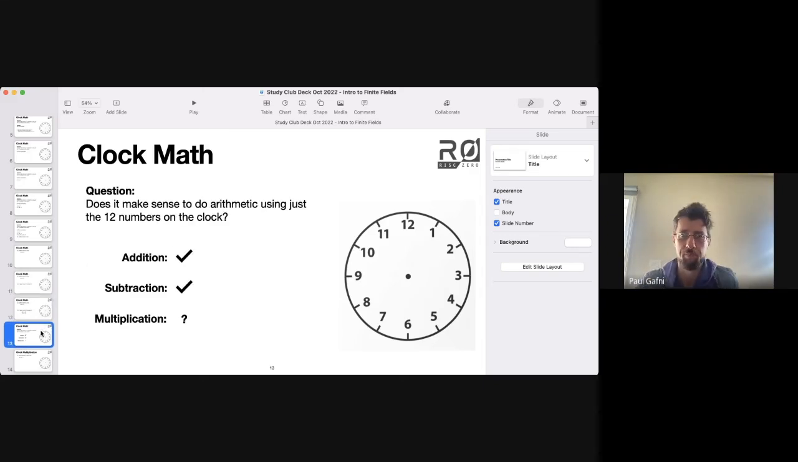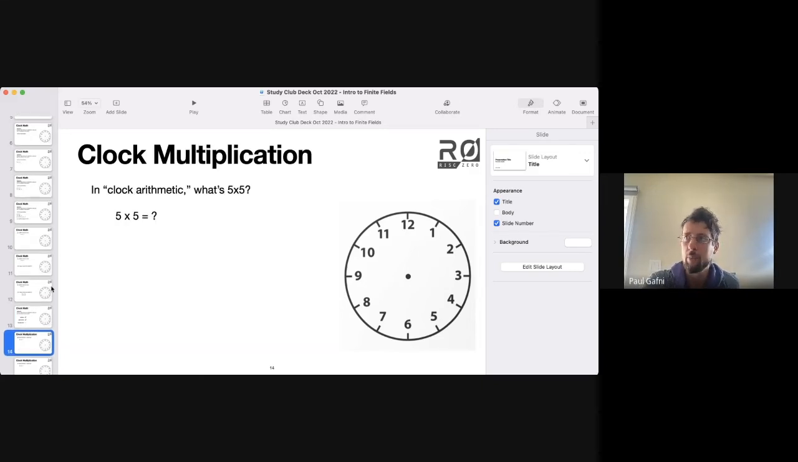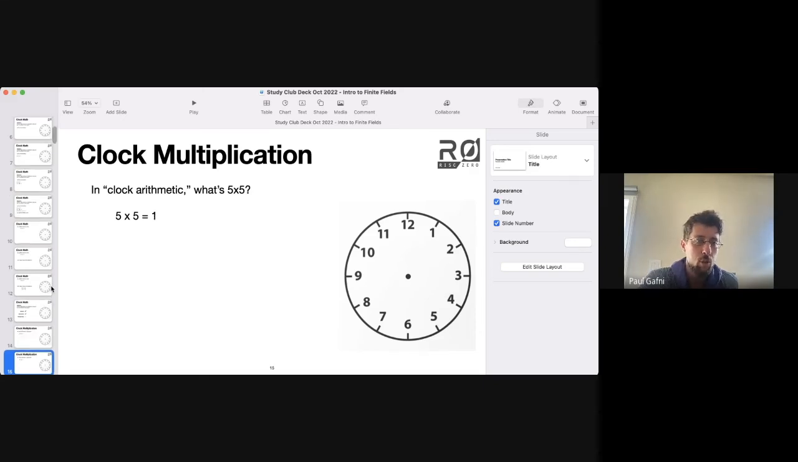What about multiplication? Can we make sense of multiplication on the clock? Well, it's really not so bad, because our notion of multiplication from childhood is repeated addition. So 5 times 5, I can think of as 5 plus 5 plus 5 plus 5 plus 5. So I can certainly do multiplication on the clock. 5 times 4, similarly, is just 5 plus 5 plus 5 plus 5. Interestingly, it does work out that 5 times 4 is the same as 4 times 5.